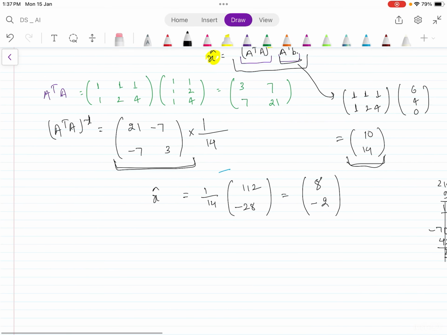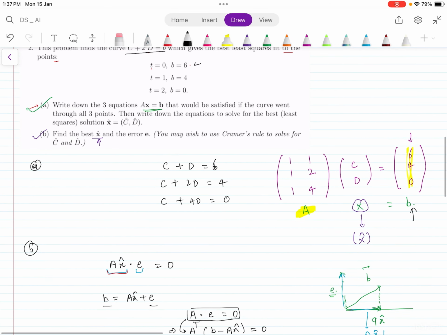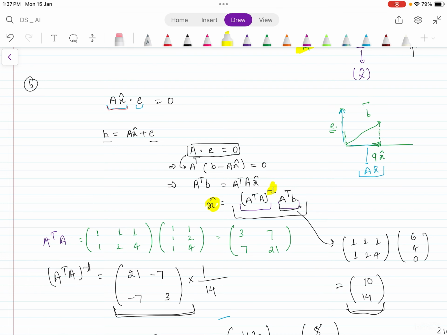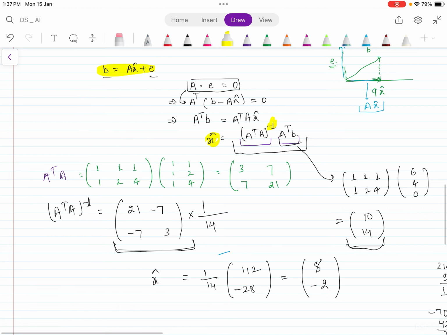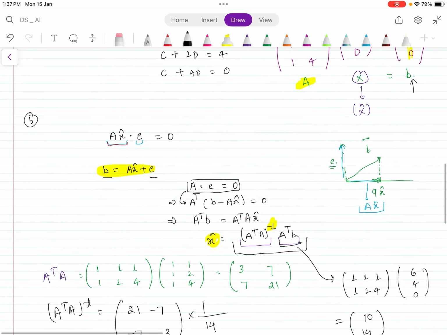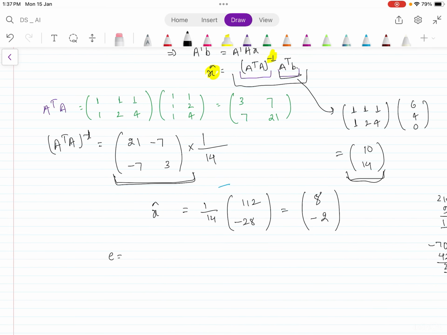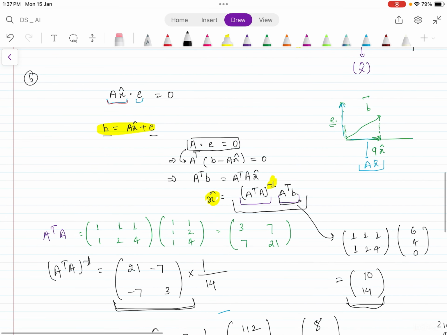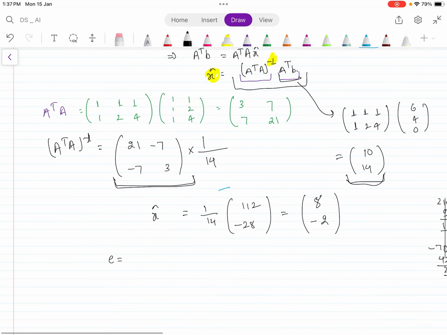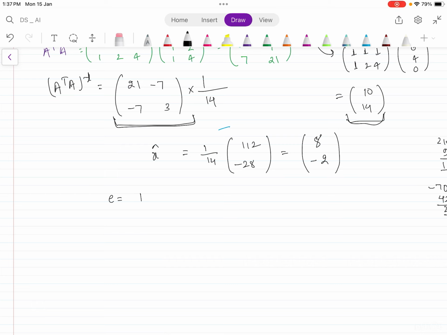Okay, now we have answered this part, the best x hat, and the error e. So how can you find the error e from this equation? x hat we have found, and the error will be e equals b minus a x hat, right? So that is b minus a x hat.